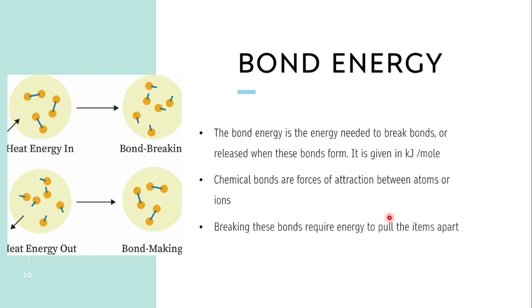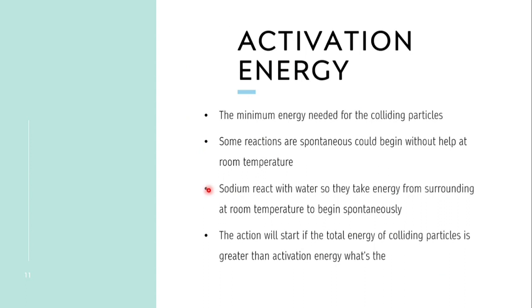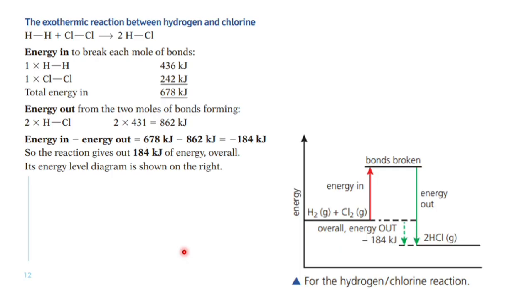To make a new product, bonds in the reactants must be broken. The energy required to break a bond is known as bond energy. For reactions to start, the particles must have enough energy to collide and react. The minimum energy required for a collision is the activation energy. Some reactions can occur at room temperature without heating, for example, sodium reacts with water with a spark. The reaction will start when particles have total energy greater than the activation energy.